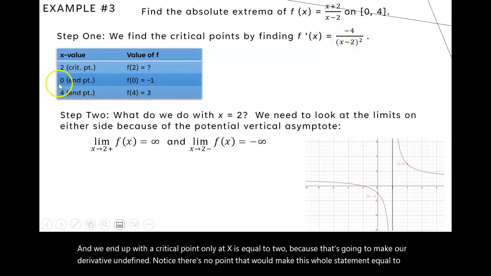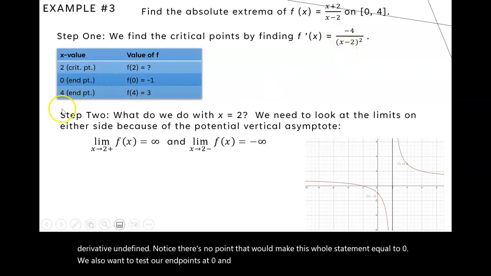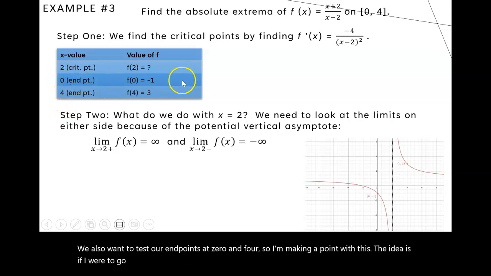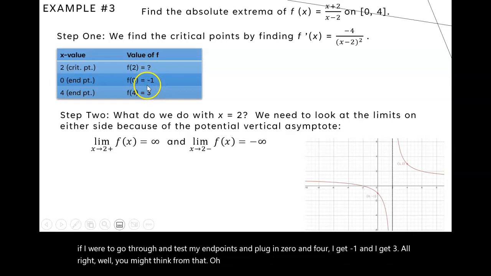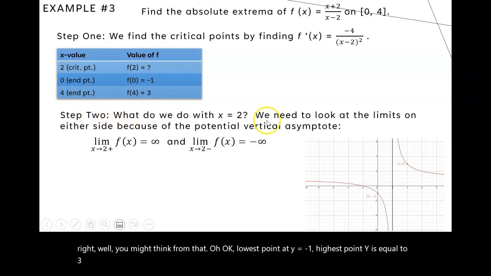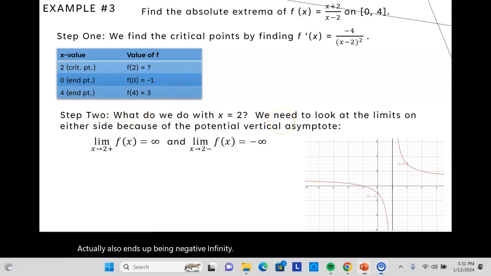We also want to test our endpoints at 0 and 4. So I'm making a point with this. The idea is if I were to go through and test my endpoints and plug in 0 and 4, I get -1 and I get 3. All right. Well, you might think from that, oh, okay, lowest point is at y equals -1, highest point y is equal to 3. But we still have to look at what's going on with x is equal to 2.